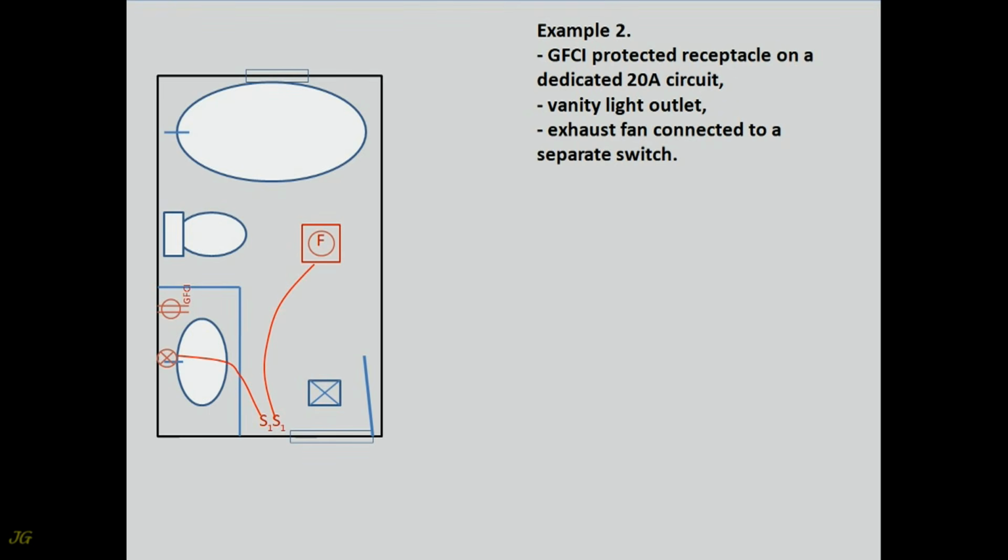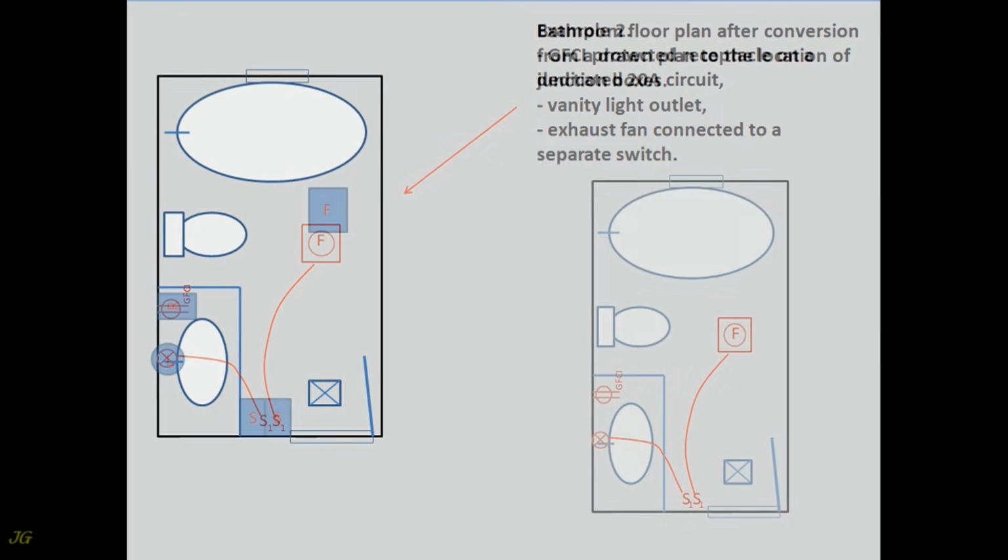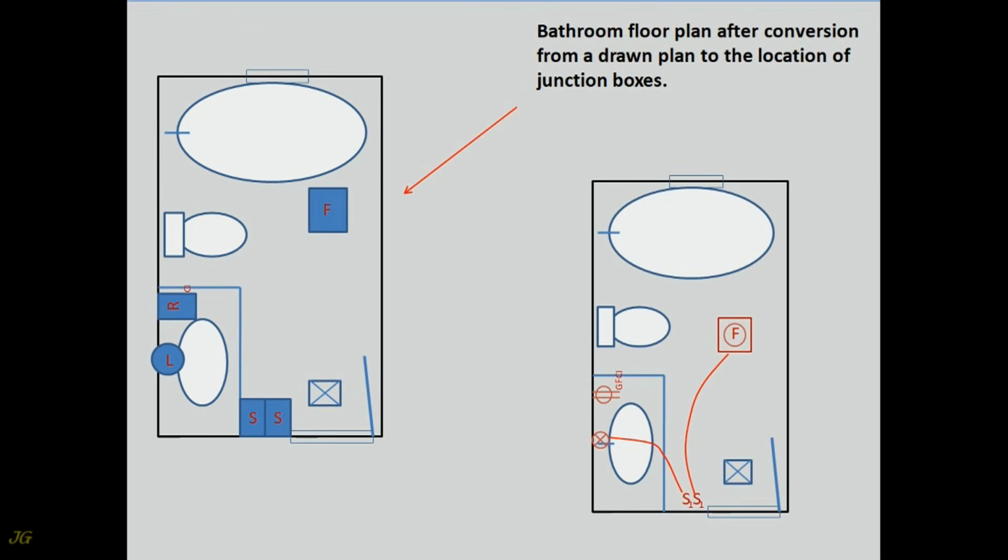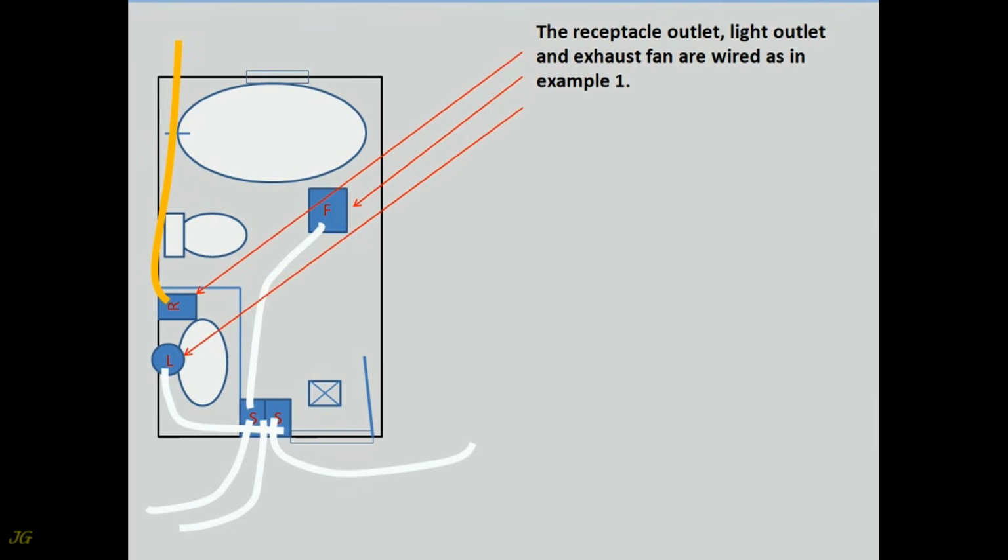Example 2. GFCI protected receptacle on a dedicated 20 amps circuit. Vanity light outlet. Exhaust fan connected to a separate switch. Bathroom floor plan after conversion from a drawn plan to the location of junction boxes. The receptacle outlet, light outlet and exhaust fan are wired as in example 1.